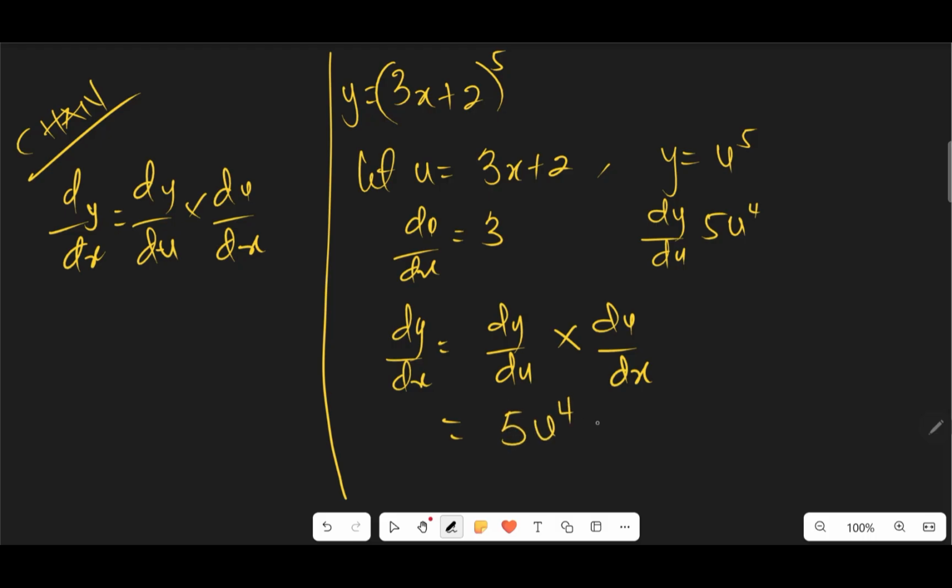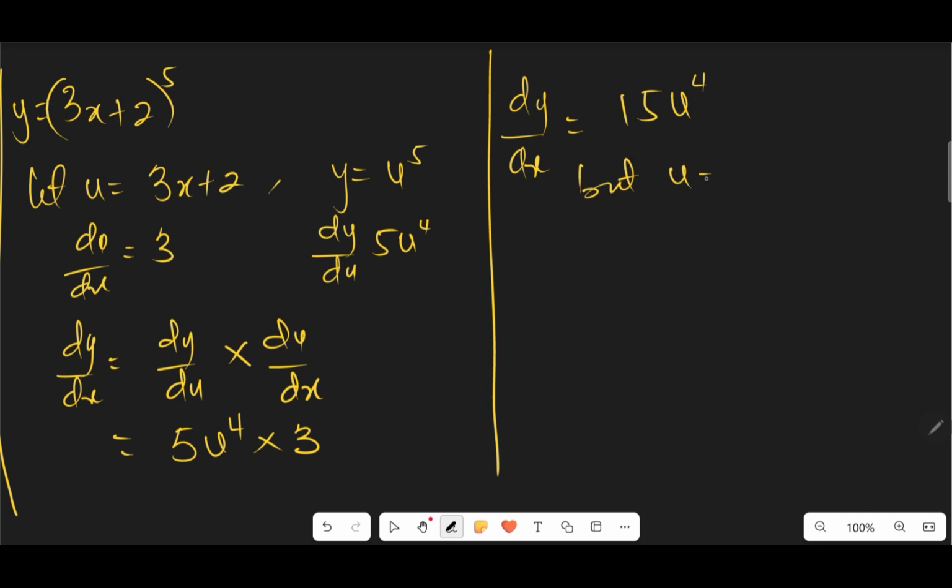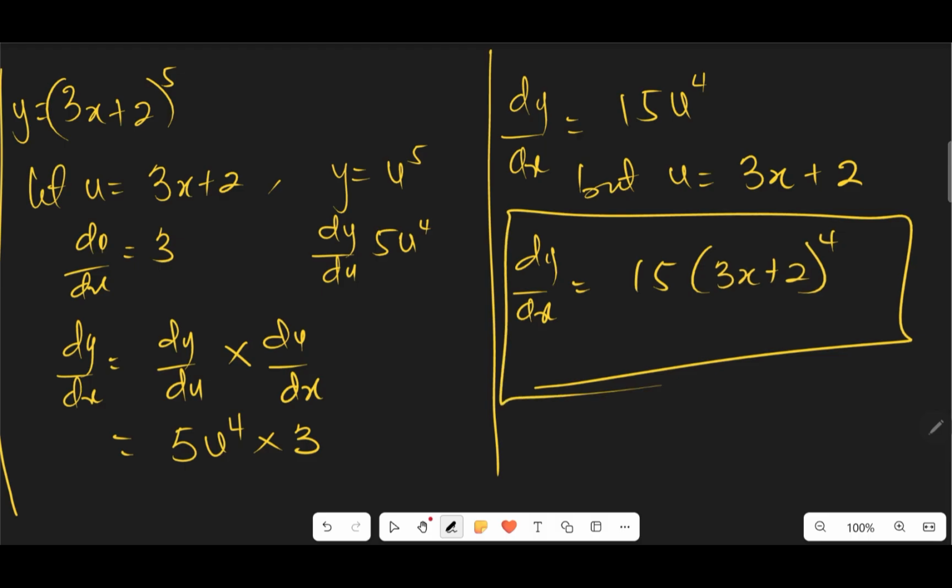And this is going to give me 5u to the power 4 times 3. Then that is going to give me 15u to the power 4. So our dy over dx is going to give me 15u to the power 4. But we said u is equal to 3x plus 2. So let's fix it. So now our dy over dx is equal to 15 bracket 3x plus 2 brackets close to the power 4. That is our final answer.